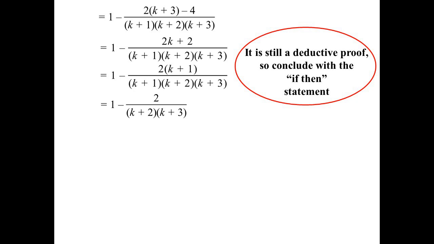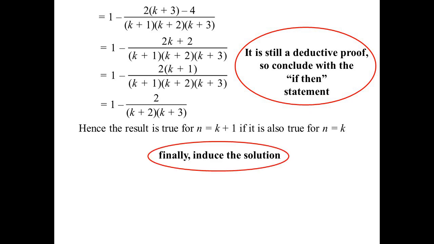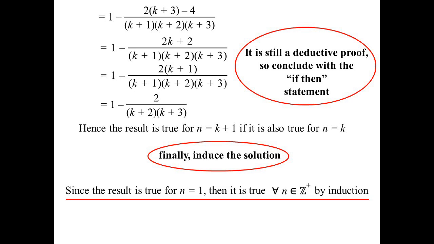Remember, this part of the induction proof is actually a deductive proof, so we should be concluding with our if-then statement. Hence the result is true for n equals k plus 1 if it is also true for n equals k. I've sort of written the if-then the other way around, but it's still an if-then statement. Now we can induce the solution, we pull it together, and since it's true for n equals 1, then we can now induce it to be true for all the others. So it's going to be true for all positive integers by the method of induction.